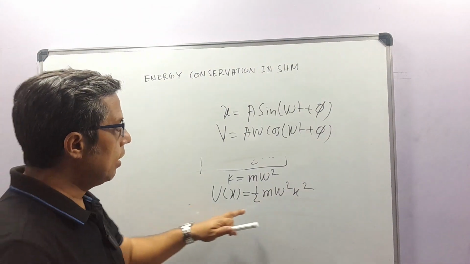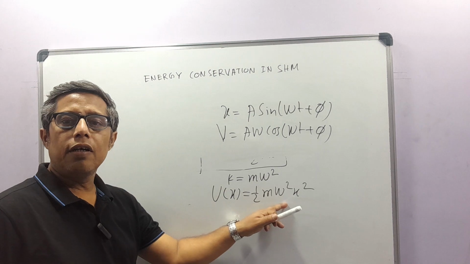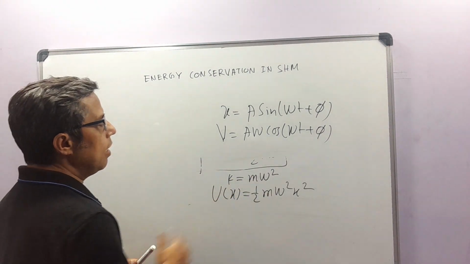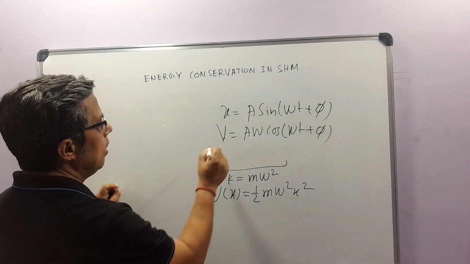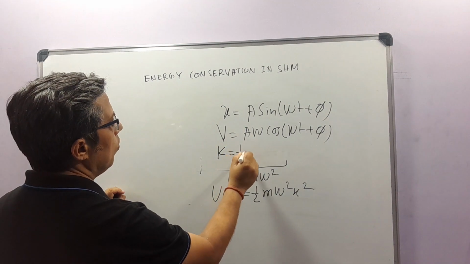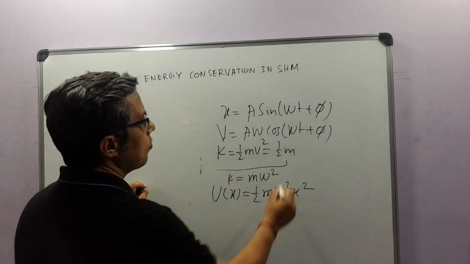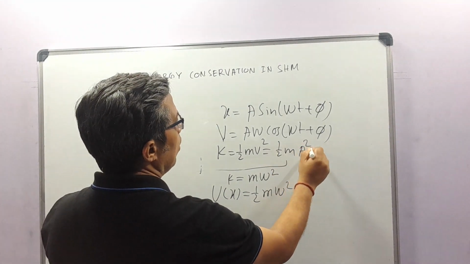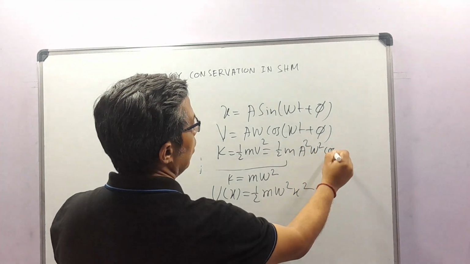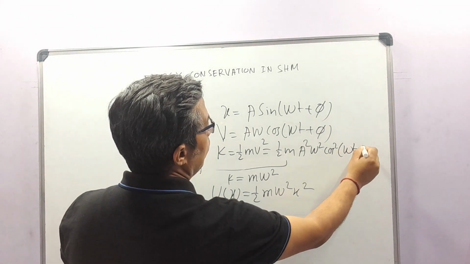Now potential energy is half m omega square x square. Now what is the kinetic energy here? Kinetic energy K is equal to half m v square. So it is half m a square omega square cos square of omega t plus phi.